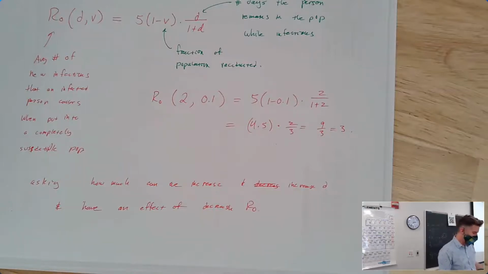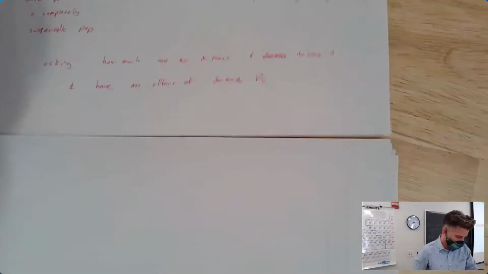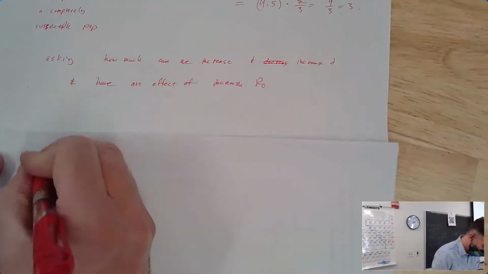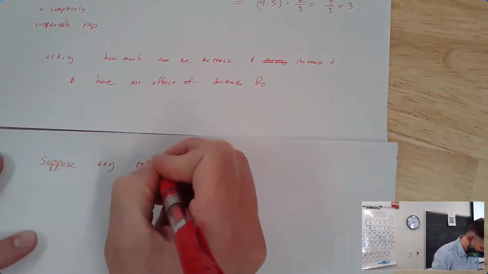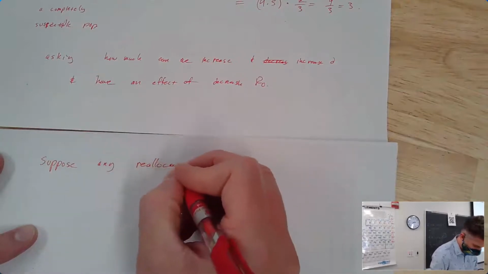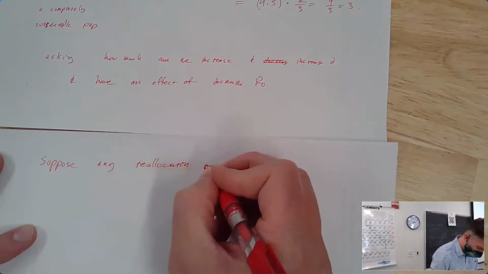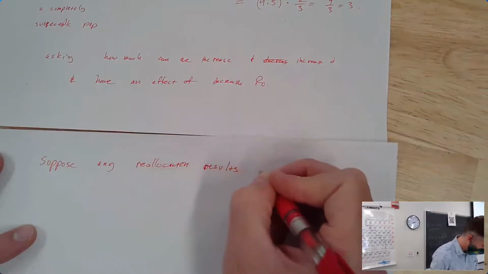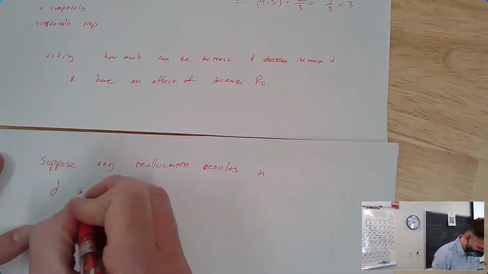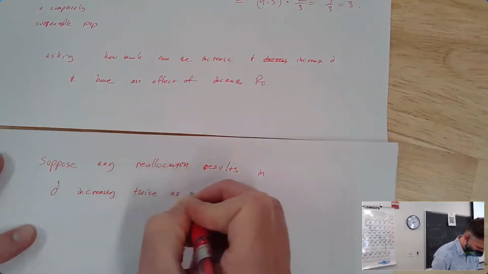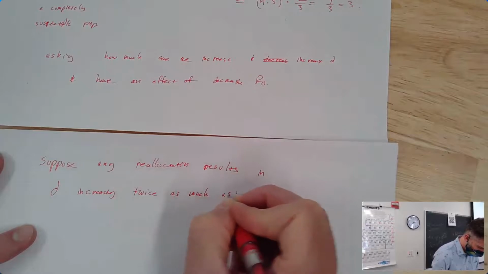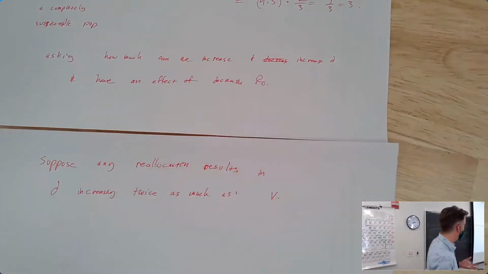So how does this have anything to do with what we're doing? Well, we have to make an assumption. So here's the assumption we're going to make. Suppose any reallocation results in D increasing twice as much as V. Remember, we want V to increase. We don't want D to increase.